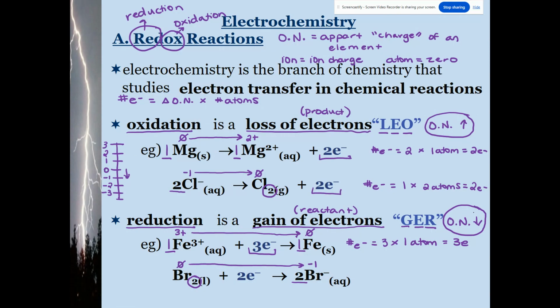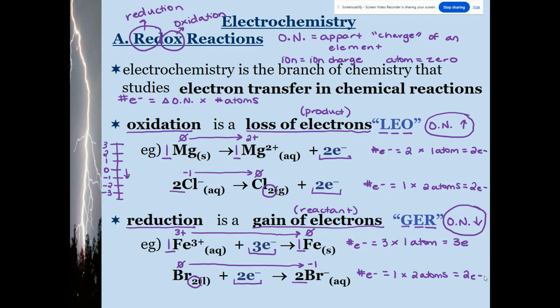So if I'm going from 0 to -1 on my number line, again, I'm going down. So when oxidation number decreases, that means we're gaining electrons. Electrons are a reactant. Now the number of electrons, again, if I calculate that, my change in oxidation number is from 0 to -1. So it's only a change of 1, but again, there's 2 atoms this time because, 2 atoms, 2 ions, whatever you want to call it, there's 2 bromines on each side. Okay? So that means I'm actually transferring 2 electrons.